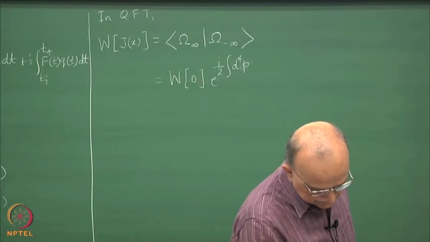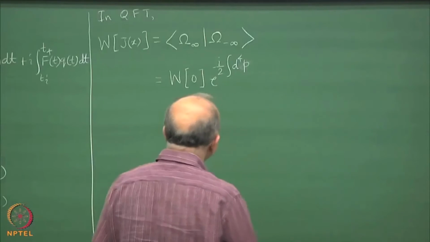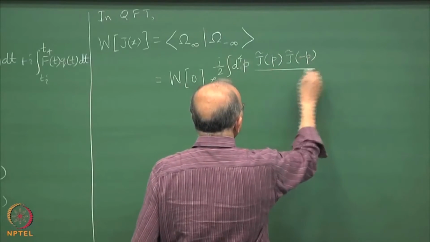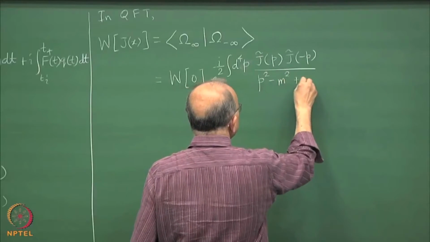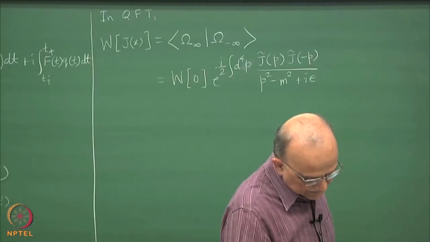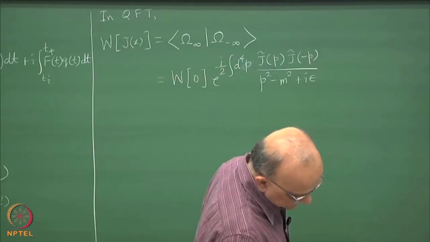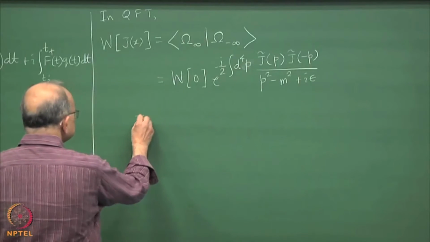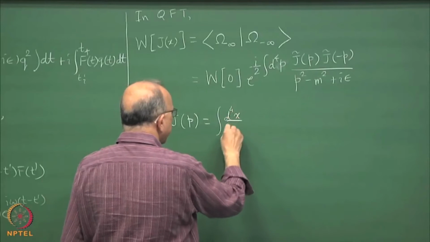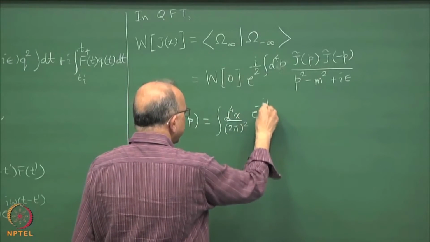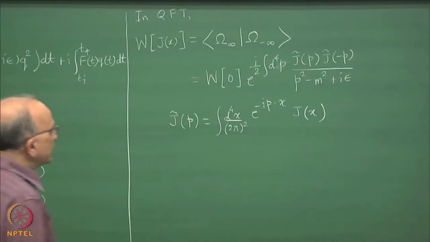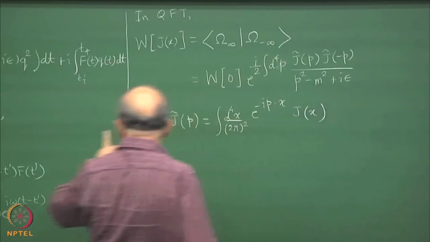So then it is d4p and then J tilde of p, J tilde of minus p, divided by p square minus m square plus I epsilon, where the Fourier transform for any function, so J tilde p, is defined with e raised to minus ipx. So this is very similar to this.